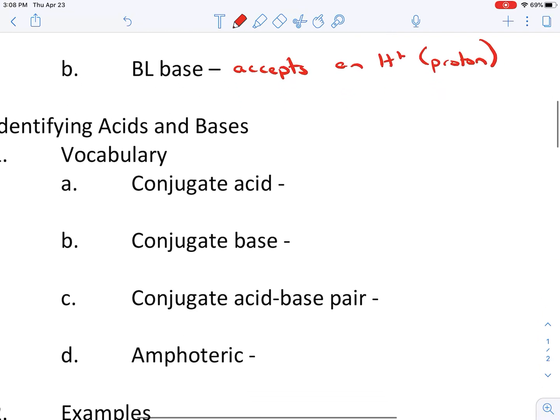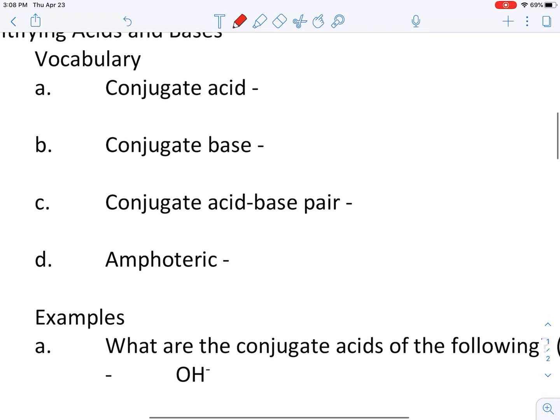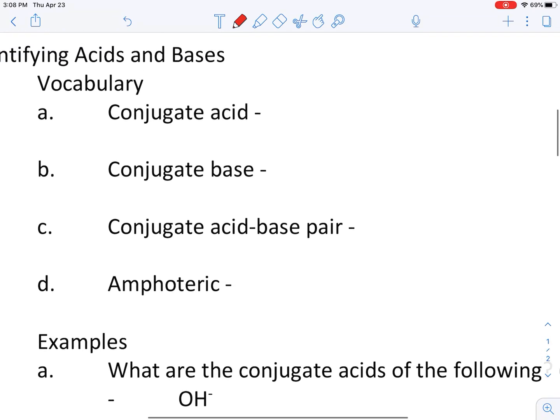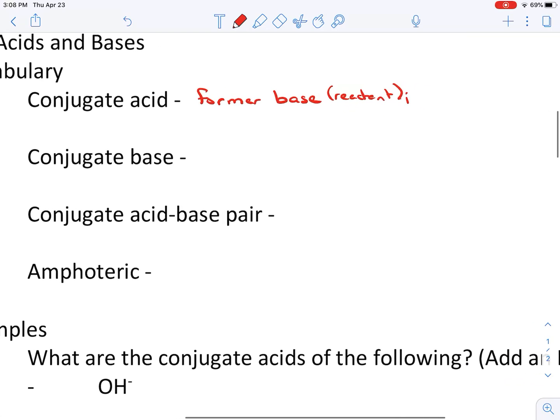A couple other words that we need to get in here before we go on and start assigning them is the conjugate acid. A conjugate acid is the former base. So it used to be the base on the reactant side. And this is one that has gained an H plus. So on the product side, it has gained an H plus, and you'll see that in just a little bit.